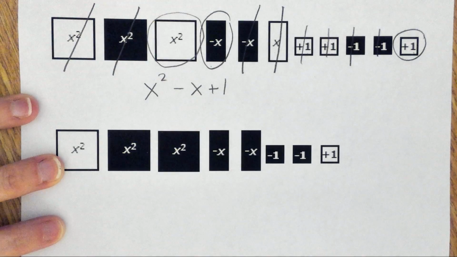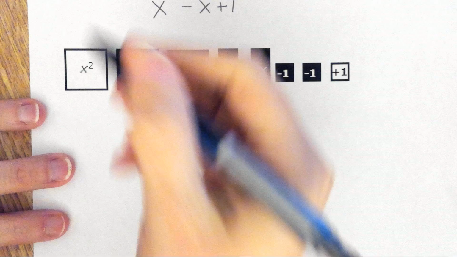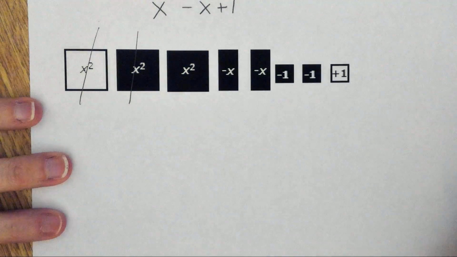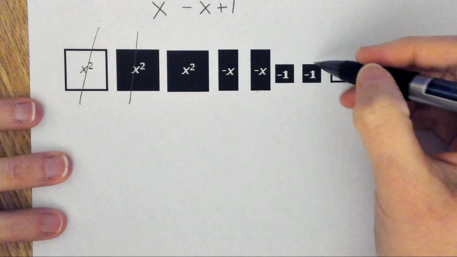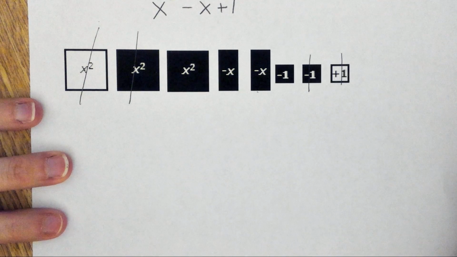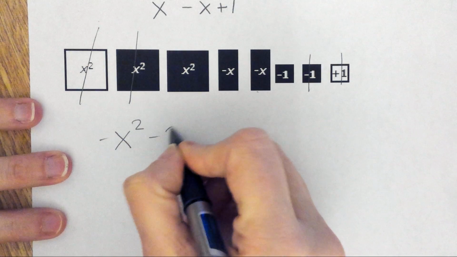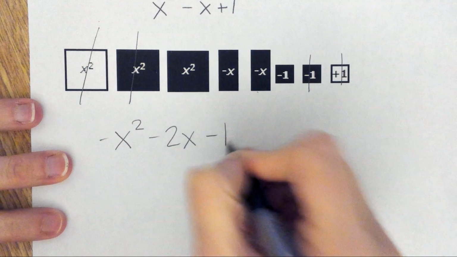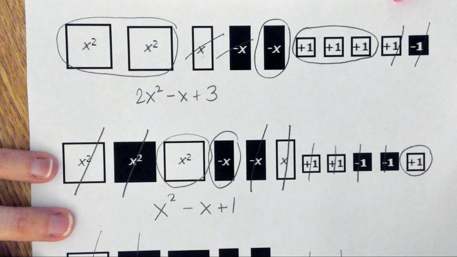Okay, and then as a final example, this last one here, I can cancel out these 2 x squareds. I don't have anything to cancel these negative x's with, and I can cancel out one of these pairs of positives, which leaves me with negative x squared minus 2x minus 1. So that's how we model combining polynomials.